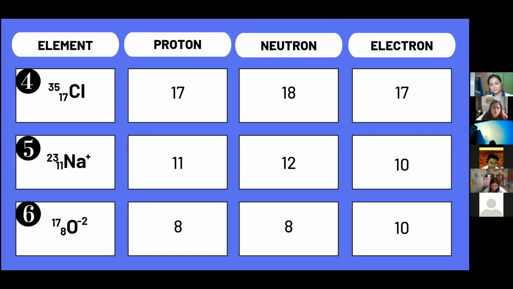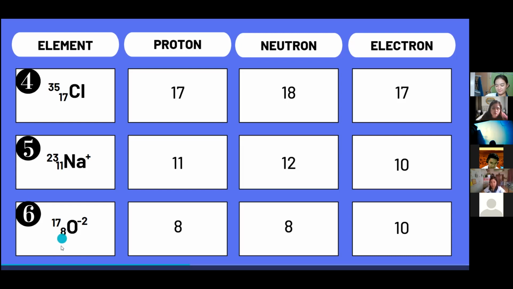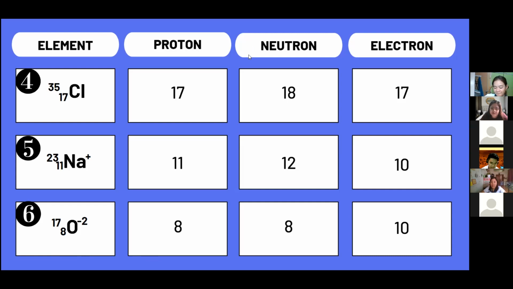So, move on sa number 6. Then, atomic number ng oxygen is 8. Then, which is 8 ang kanyang proton. 17 minus 8 is equals to, 8, mali lagi. Wait lang. Dapat to? 17 minus 8. Tama. Error lang yan, typographic error. Okay po. So, 9 dapat dito ang answer sa neutron.